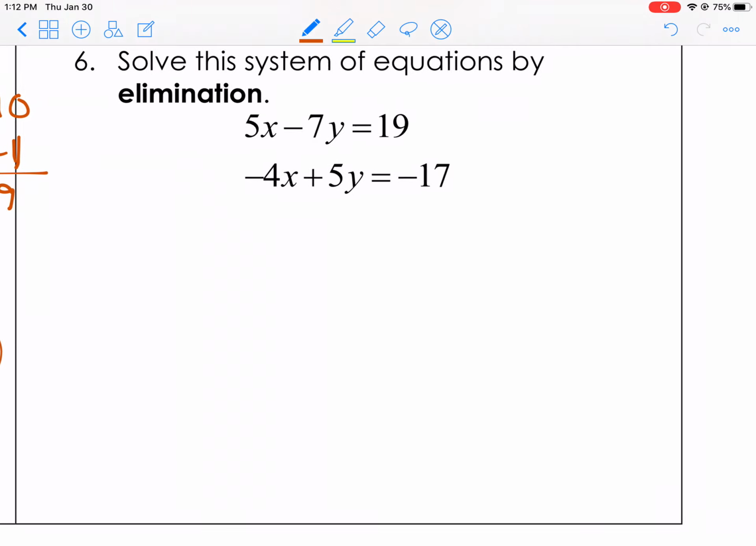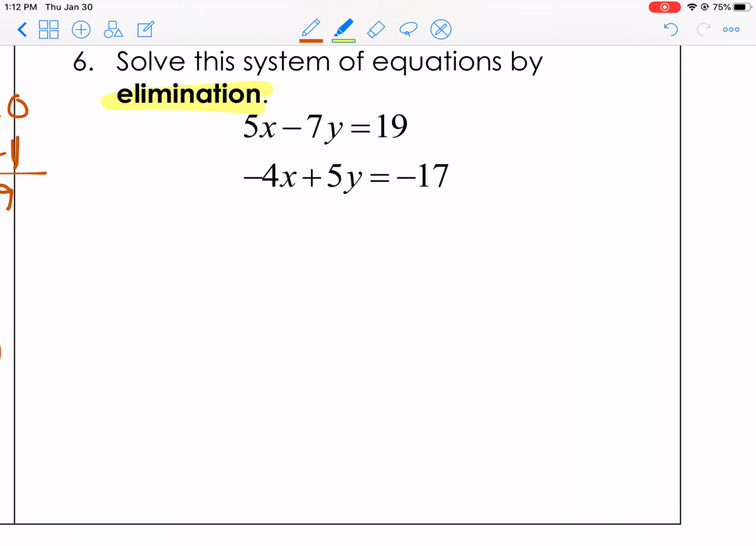All right. There's another one that they're asking us to use elimination. So if I were to add these two equations together, I'd get 1x minus 2y equals 2. And that wouldn't be great because I would still have x's and y's. So not quite what I want to have happen. So in order to get rid of the x's or y's, I need to multiply. And in this case, I need to multiply both equations.